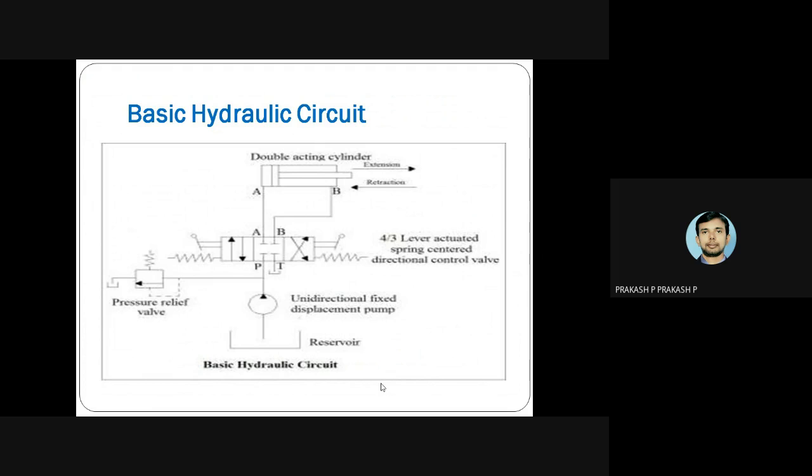Similarly, when we activate the lever on the right hand side, you can see how the fluid flows. The fluid flows from the reservoir through the pump and port P to B, and then from B to B. The oil goes to the rod end of the cylinder, and whatever oil is in the head portion of the cylinder moves to A and from A to T, which is stored in the tank. This is a simple explanation of extension and retraction in a basic hydraulic circuit.